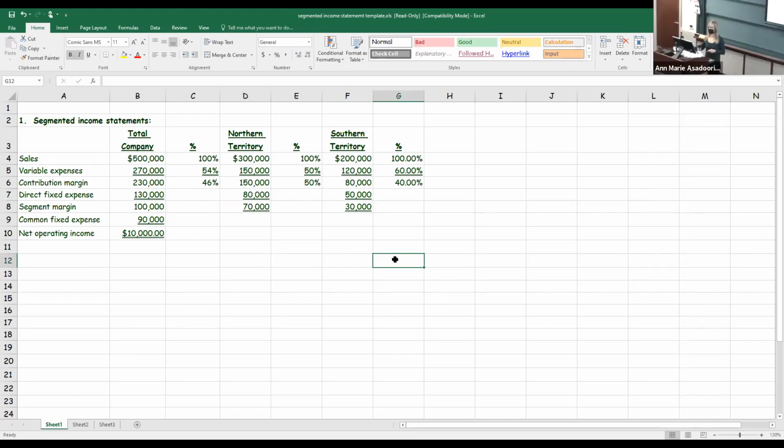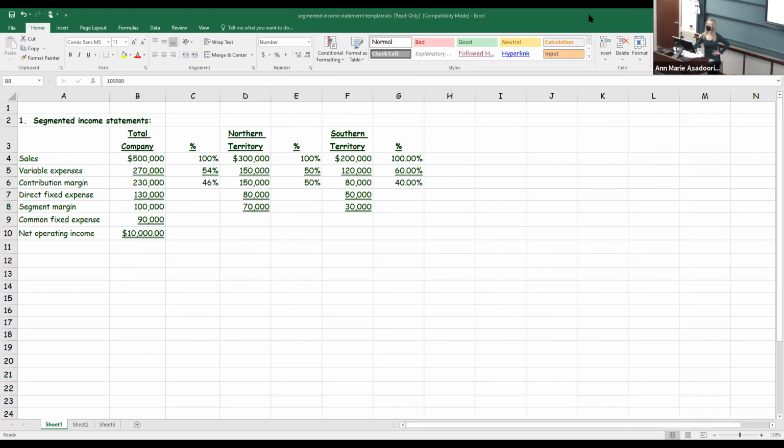Perfect. All right. So as I said, Manna, could you explain the segment margin? Yep. Segment margin is what you would have, and this is the total of these two, which we didn't have. What we did have though is that net income was 10,000, and then the common fixed expenses were 90. So if I did have this number, I would have subtracted 90 to get to 10. So I just reversed that. I took the 10,000 plus the 90, and I got to 100.